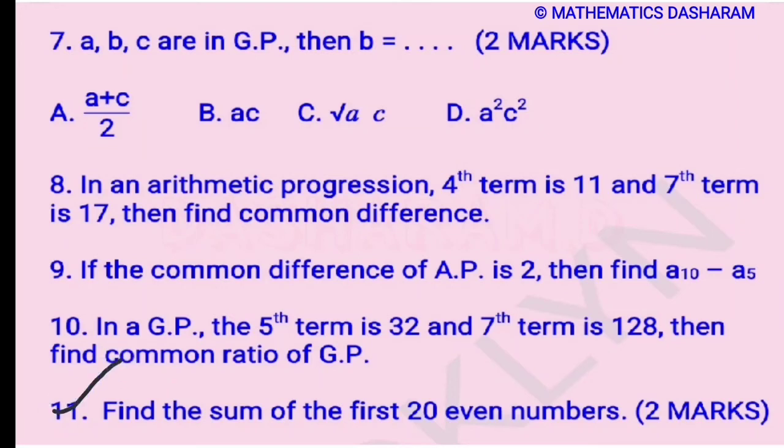Next, 11th question: find the sum of the first 20 even numbers. It is a 2 marks question. So the list of even numbers: even numbers means numbers which are divisible by 2 completely, those numbers are called even numbers. So 2 is the first even number, then 4, 6, 8, and so on.